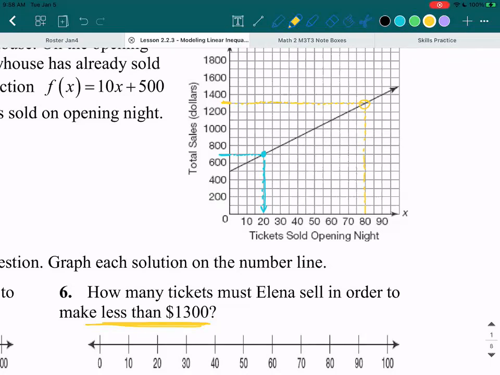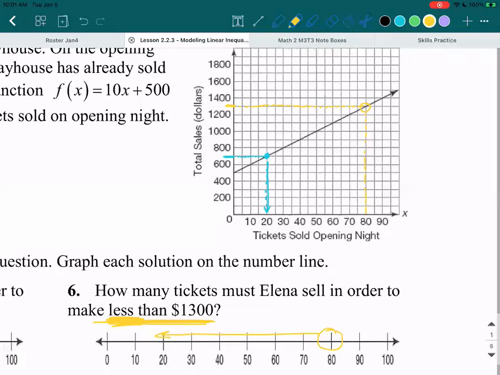Yes, it's 80. So on our number line over here, we want to put an empty circle on 80. Empty because when you want strictly less, that means you don't include it. And then we're going to draw an arrow to the left, to the left this time. So less than 80. You want to sell less than 80 tickets to make less than $1,300. I'm going to pause here, see if there are any questions. Okay, so less than 80.